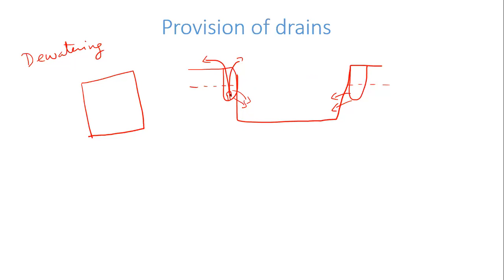Now, to decide how deep your trench has to be, or how much water you need to pump, you need to know how to provide these drains. So that's why I've given this title, provision of drains. If you want to provide a drain such that your construction area remains dry, you need to know what the underground aquifer is like.